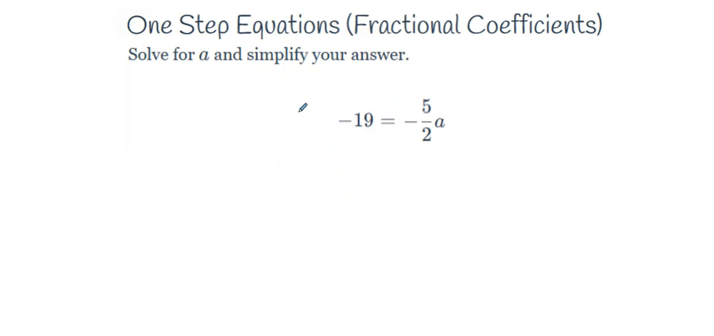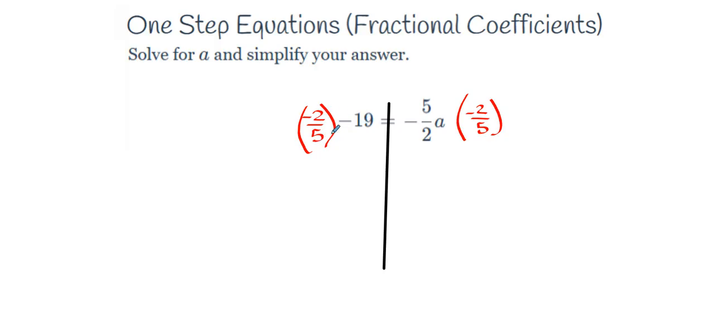All right, second example. Solve for a, simplify your answer. So we write the original equation, negative 19 equals negative 5 over 2a. We're going to split our equation into a left and a right by drawing a vertical line through it. We get rid of this fractional coefficient of negative 5 over 2 by multiplying by the reciprocal. And the reciprocal is negative 2 over 5. But if I do negative 2 over 5 on the right side, I would also multiply by negative 2 over 5 on the left side.